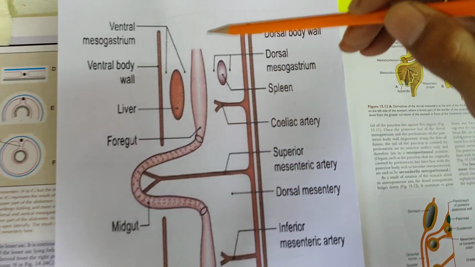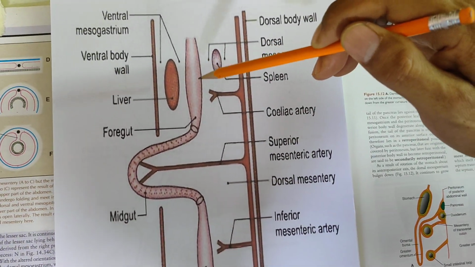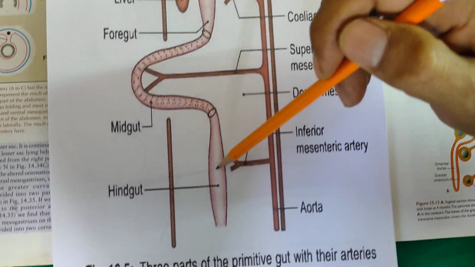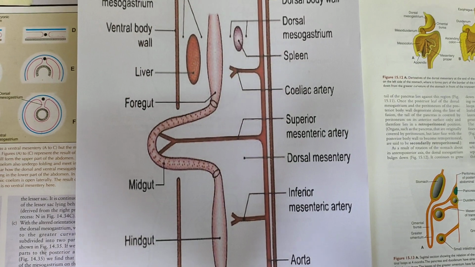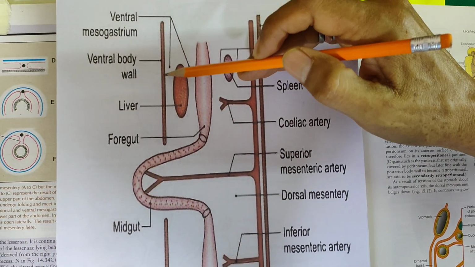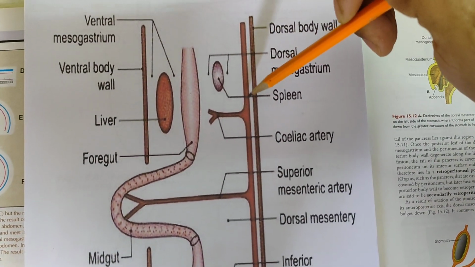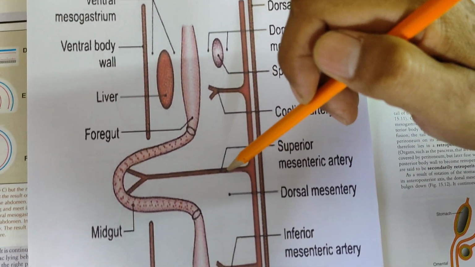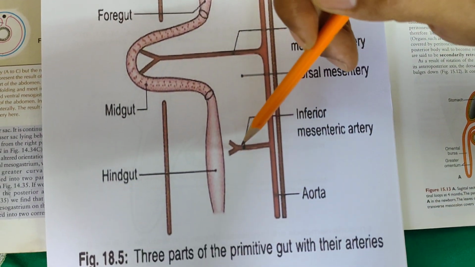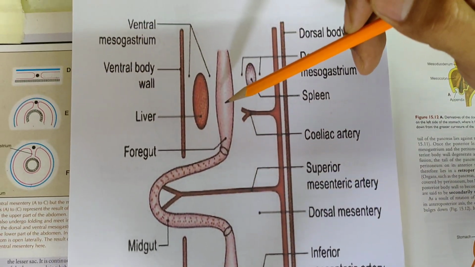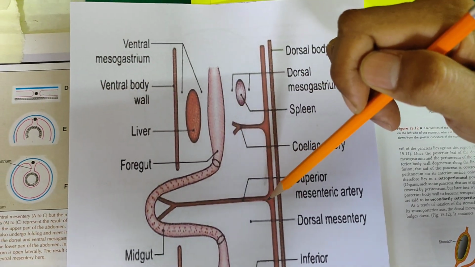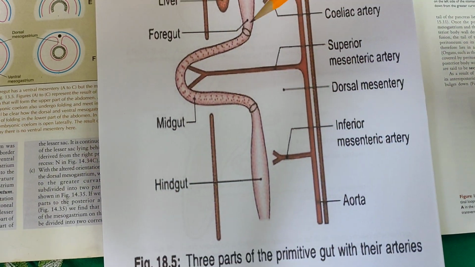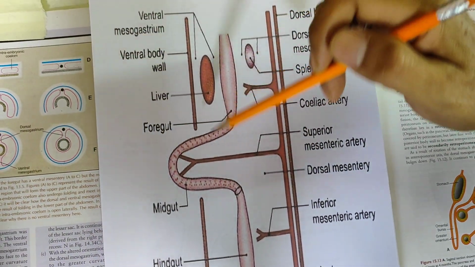So this is the lateral view of this gut system. This is the foregut, midgut, hindgut, and this is the ventral body wall, dorsal body wall, then the dorsal aorta, the celiac artery, superior mesenteric artery, and inferior mesenteric artery. The celiac artery supplies the foregut, the superior mesenteric artery supplies the midgut, and the inferior mesenteric artery supplies the hindgut. So this is the lateral view.